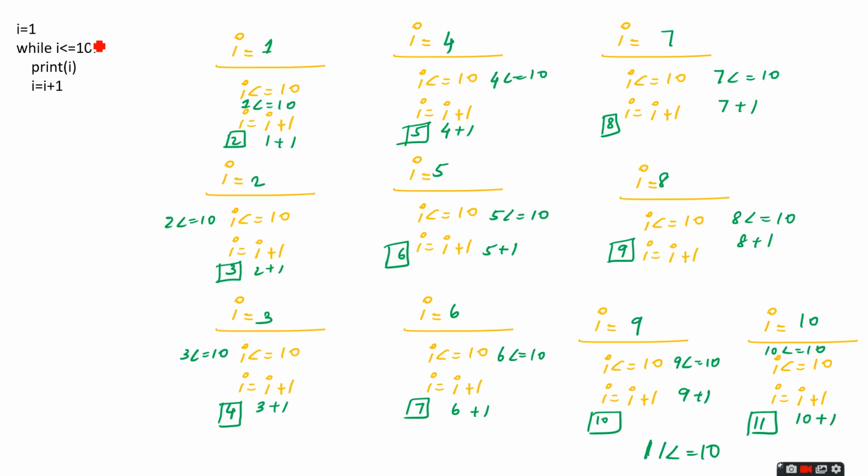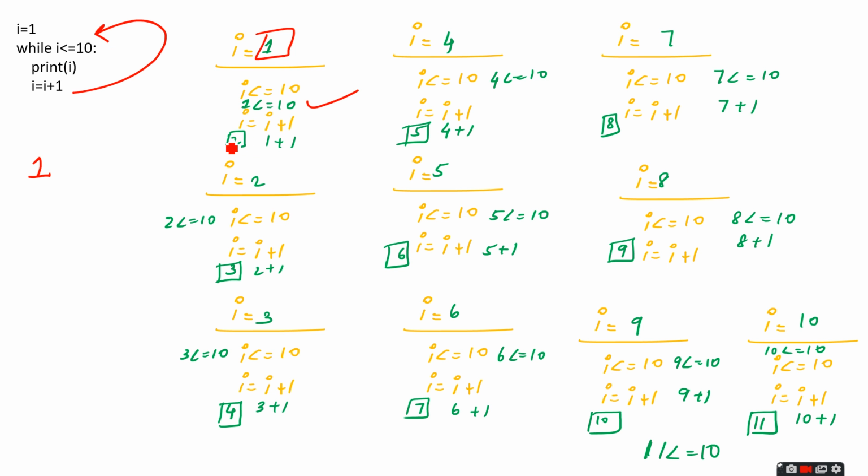Next question, I equal to 1, while I less than or equal to 10. So the first value of I is 1. 1 less than or equal to 10, condition true, then we have to print I. 1 is printed. Now I equal to I plus 1. 1 plus 1, it is 2. Next value of I is 2.